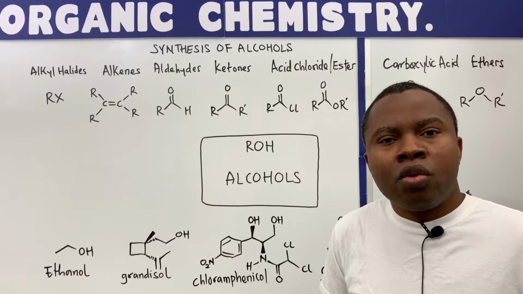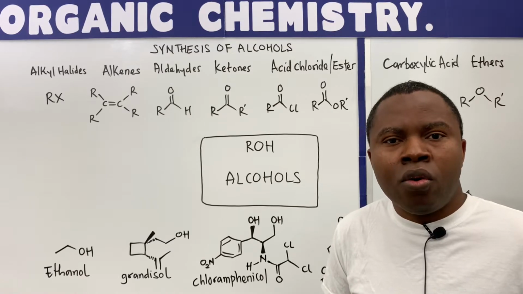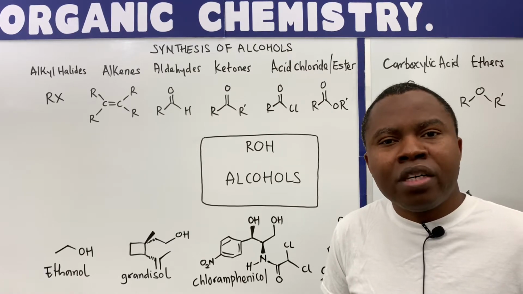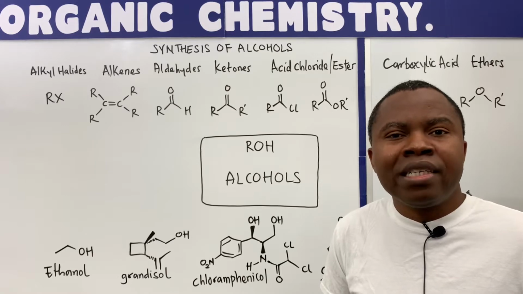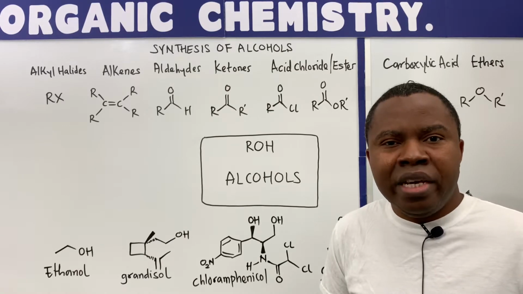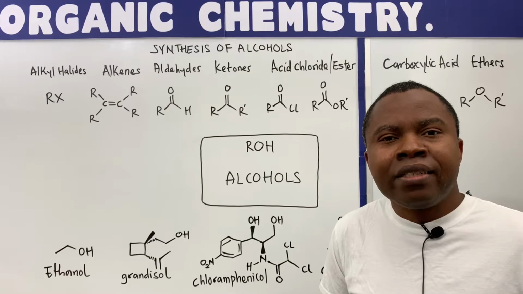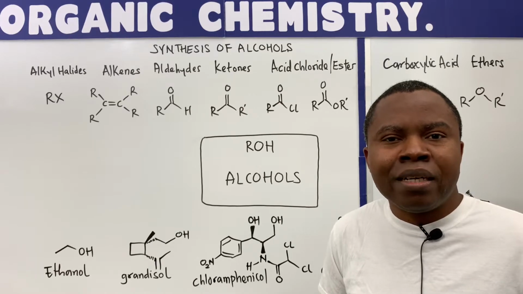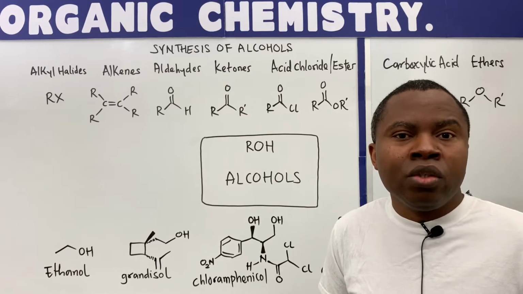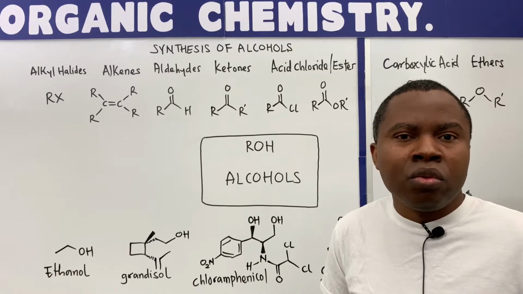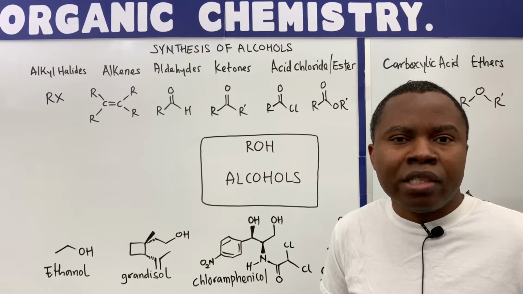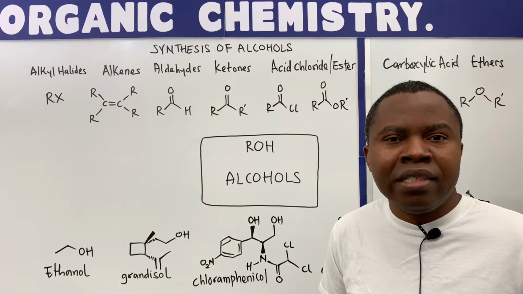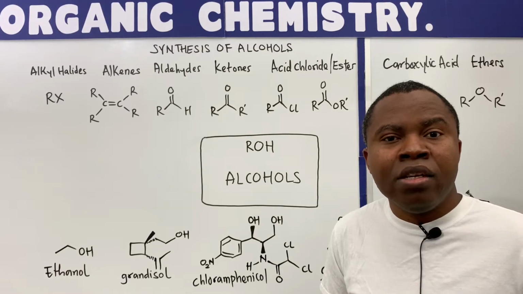Today, I'm going to be talking about the synthesis of alcohols. In organic chemistry, when we talk about the synthesis of a compound, we're basically talking about how the compound is made. And this usually involves the transformation of the different functional groups that are present in the starting material to the functional groups of interest. So today, we're going to be seeing how we're going to be transforming different functional groups that are present in the different classes of organic compounds to alcohols.